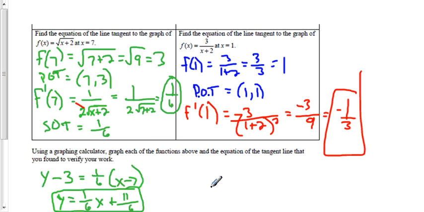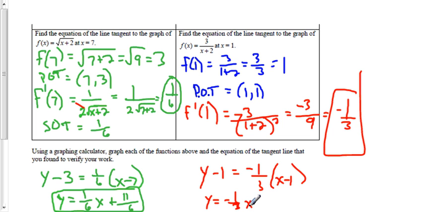So now let's write my equation. So I get y minus 1 equals negative 1/3 times (x minus 1). On the AP exam, I would be done. But for what we're doing right now, let's just take the 30 seconds to simplify it and put it in slope-intercept form. y equals negative 1/3 x plus 4/3. Okay, use the calculator, graph the original function, graph this line, and show that it's a tangent line. Okay?